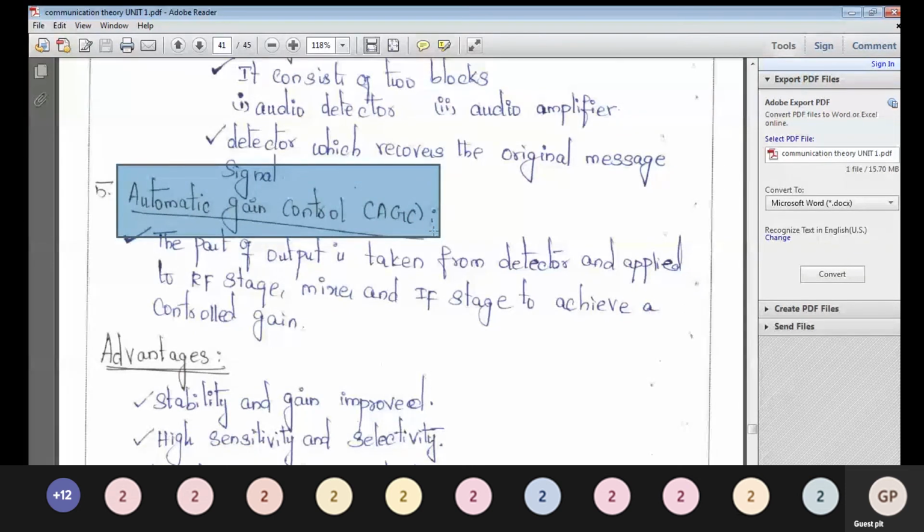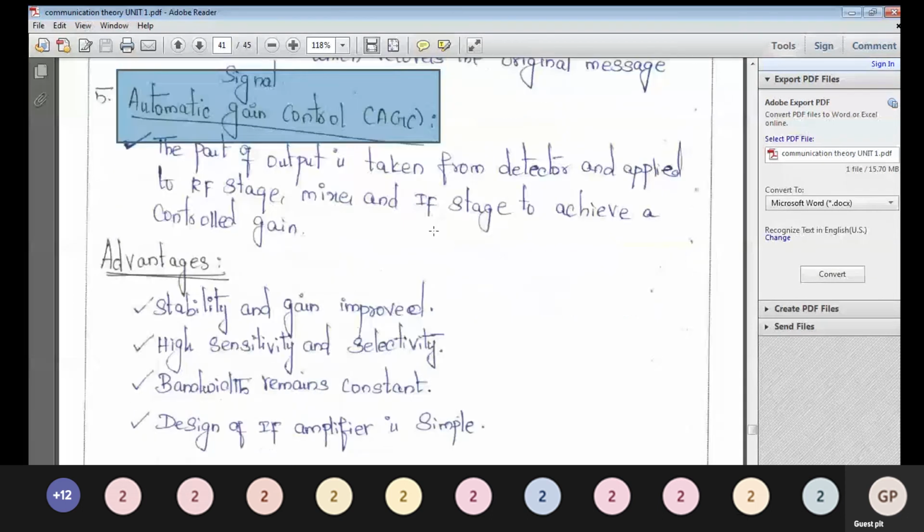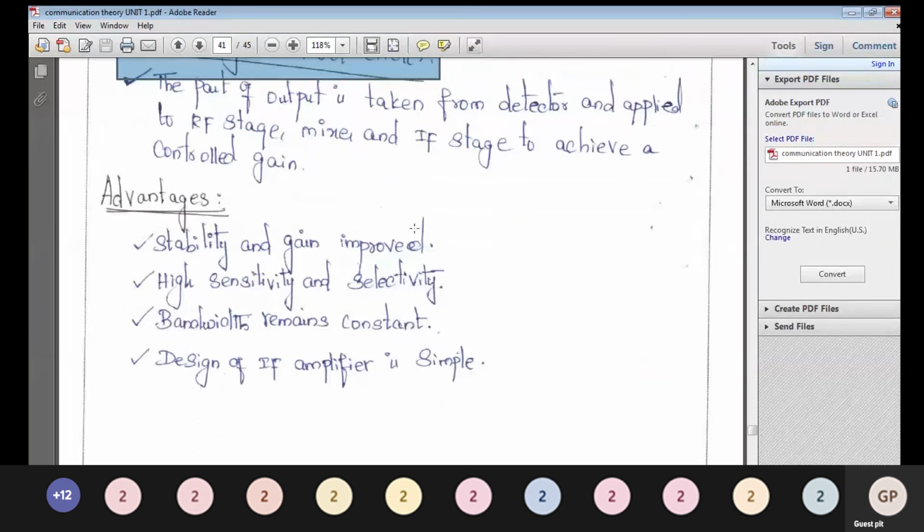For amplifiers, we have one parameter, the gain parameter. The amplifier will do amplification based on the amplification factor, that gain value only. It will increase the amplitude twice or thrice or n times, depending on the gain value of the amplifier. But here the gain value can be automatically controlled. This is called the automatic gain control part.